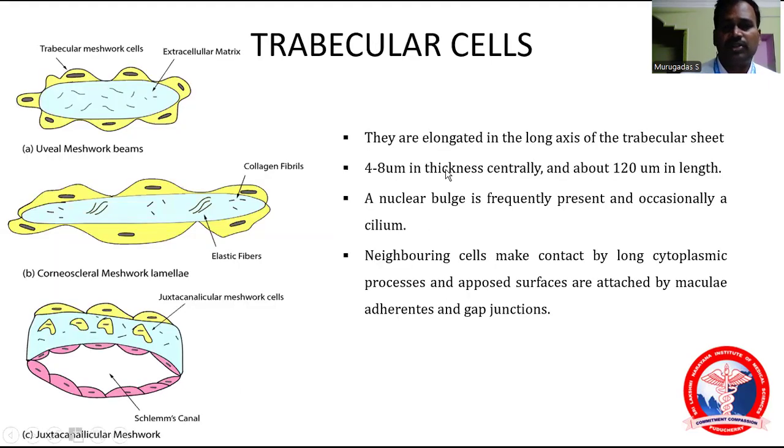The trabecular cells are elongated in the long axis of the trabecular sheet, 4 to 8 micrometers in thickness centrally and about 120 micrometers in length. A nuclear bulge is frequently present and occasionally a cilium is present. The neighboring cells make contact with long cytoplasmic processes, and opposed surfaces are attached by maculae adherentes and gap junctions.